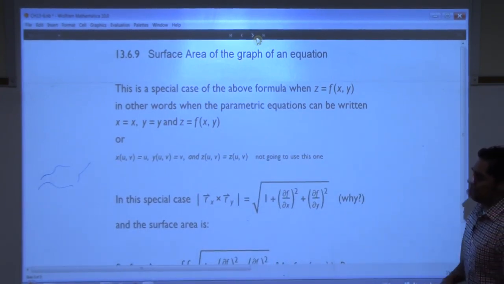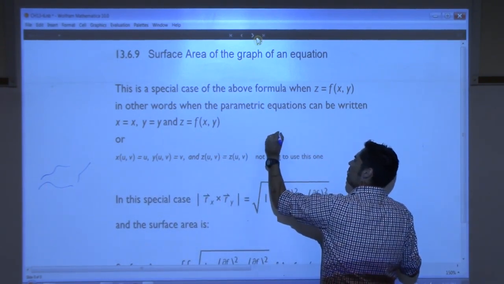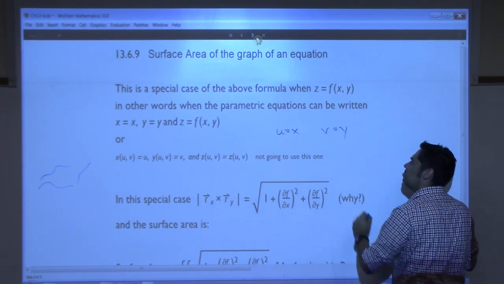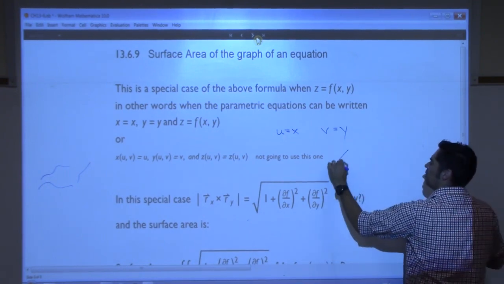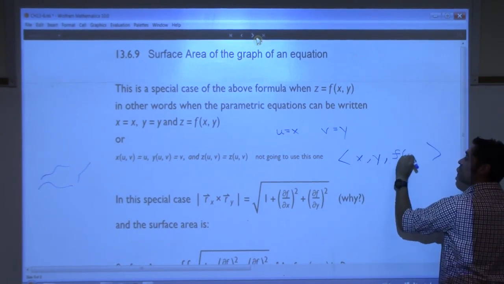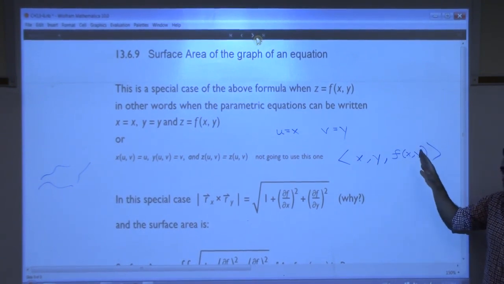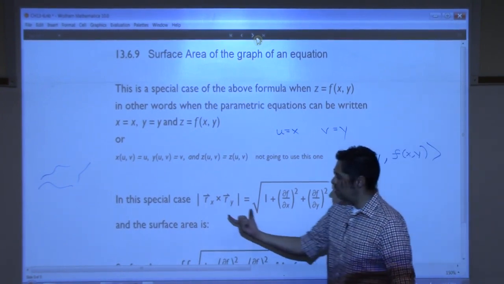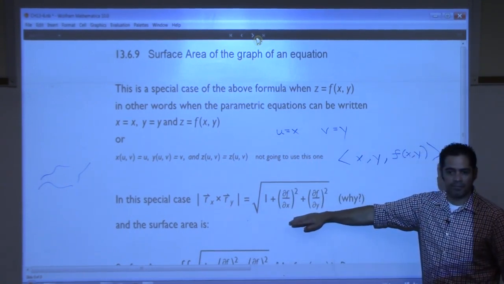If that's the case, then you can basically let your u be x, let your v be y. So in your vector function, this is x, this is y, and then this is actually the function of x and y. So like if this were u and this were v, this would be some function of u and v. Then if you go through and do the cross product of the partials, it will always turn out to be this.